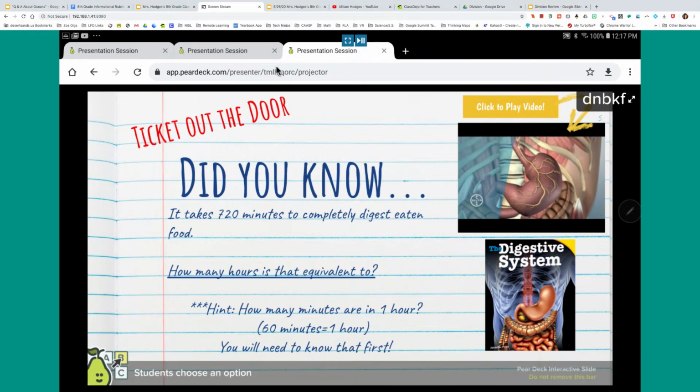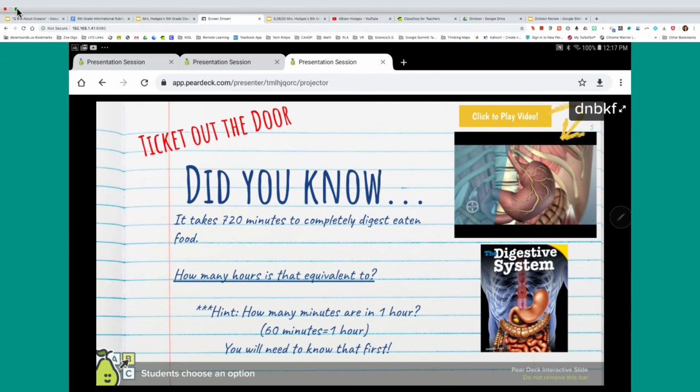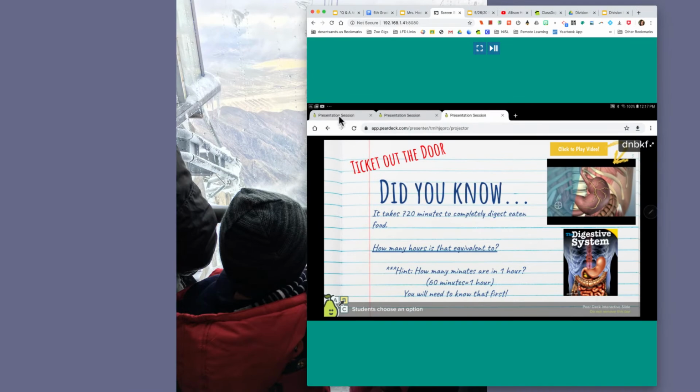Let me switch up my screen again. Uh-oh. 1 second. Get smaller screen. I can't. It won't let me. There we go. Okay.